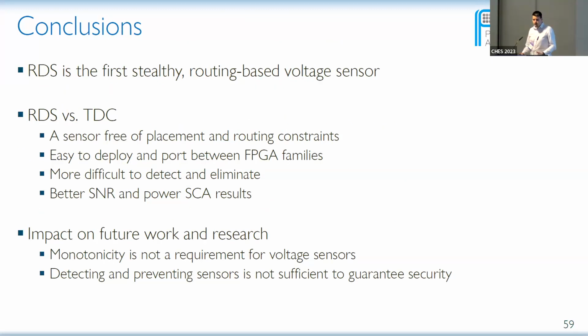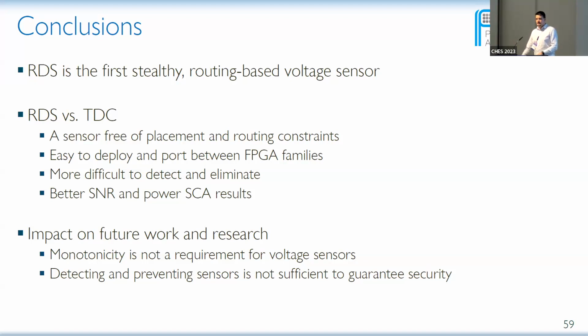And to conclude, RDS is the first stealthy routing-based voltage sensor. It is free of placement and routing constraints, so it's easy to deploy and port between different FPGA families. It's more difficult to detect and eliminate because it doesn't have the carry-based structures that are used. And finally, it has a better signal-to-noise ratio and better power side-channel attack results than the state-of-the-art TDC.